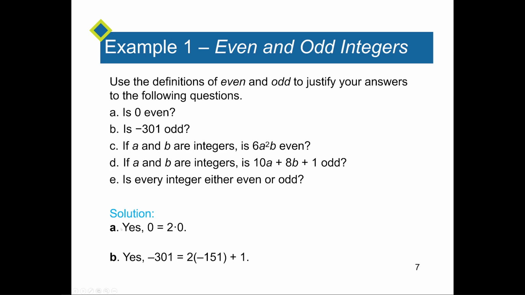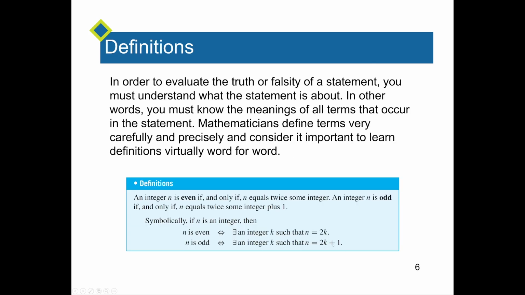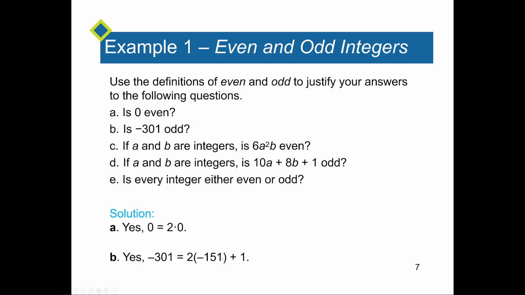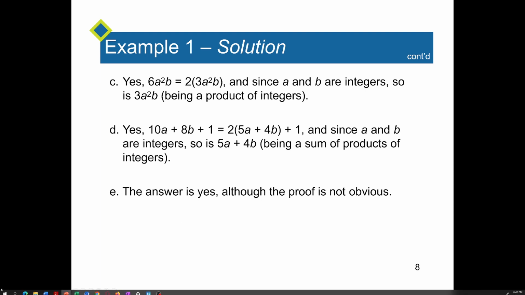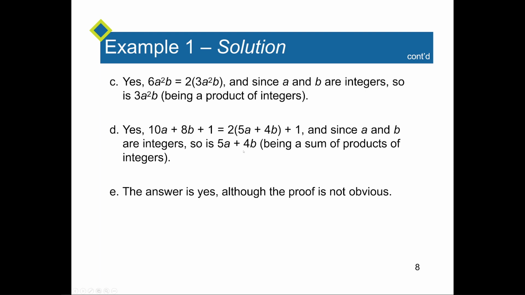So yes, 0 is an even integer. Is negative 301 odd? Negative 301. Can we write it in this form here, 2k plus 1? Yes, we can. So that is fine. And here are some more examples. You can pause the video and check them out for yourself, right? But most of this is already known to most of you guys.